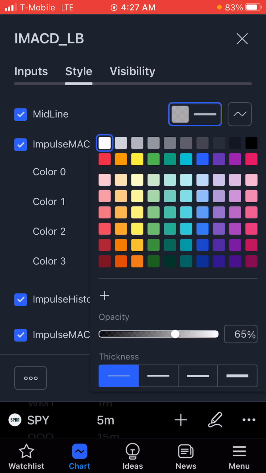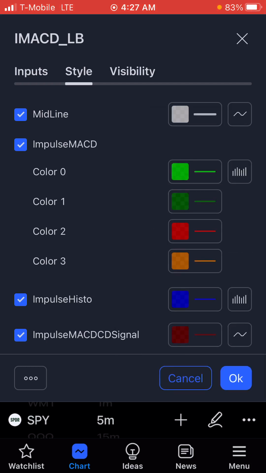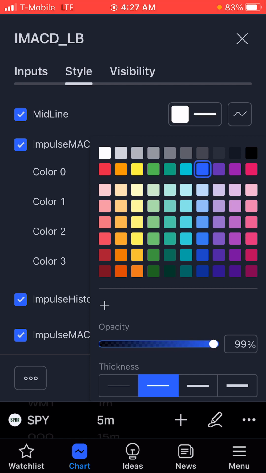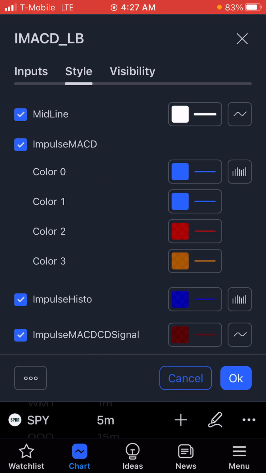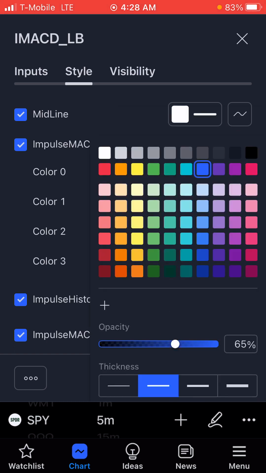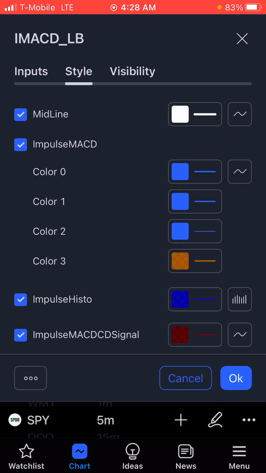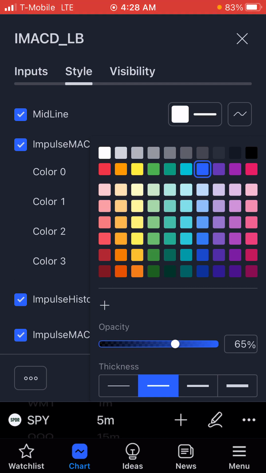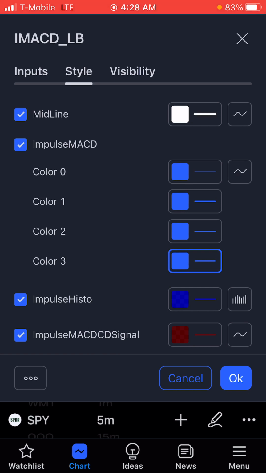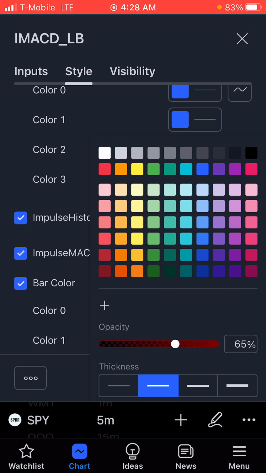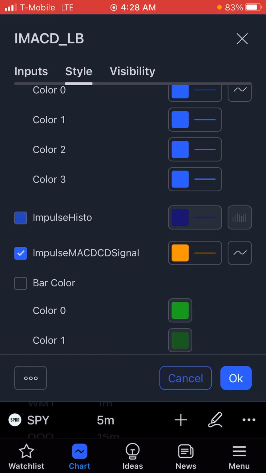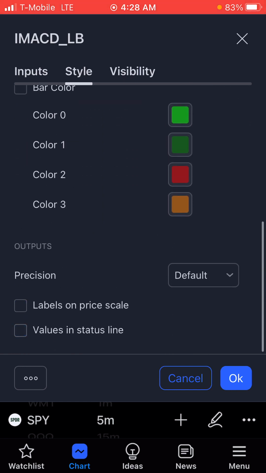is midline. Make it white. Bring that out. Now, the purpose of this is I make all these blue. Blue, opacity all the way up, blue, opacity all the way up, make this a line, make it blue, opacity all the way up, blue, opacity all the way up. Okay, so that's checked. We got the midline. And then the MACD signal, make it orange. Opacity all the way up. And I check everything else off. So we don't need everything else. And then it'll end up looking like this.